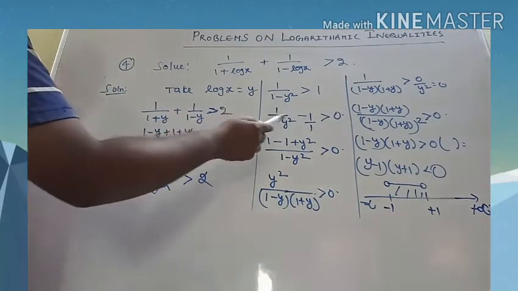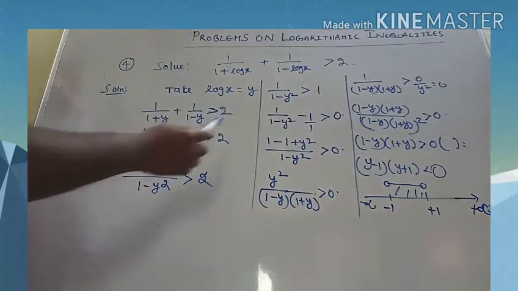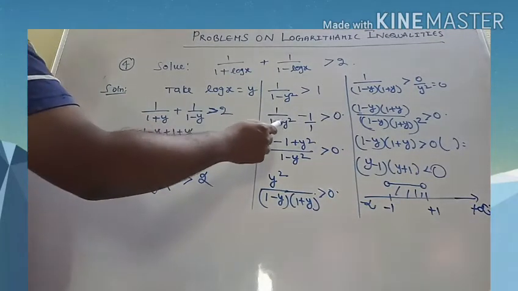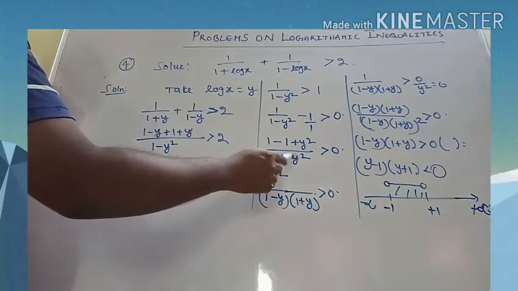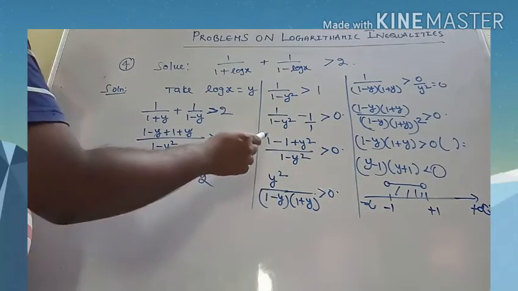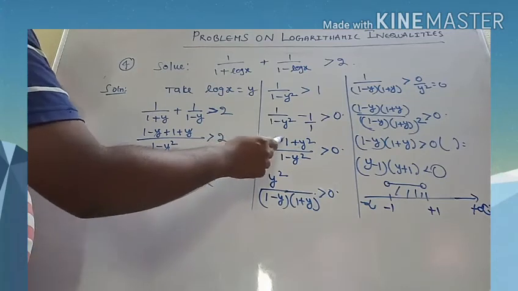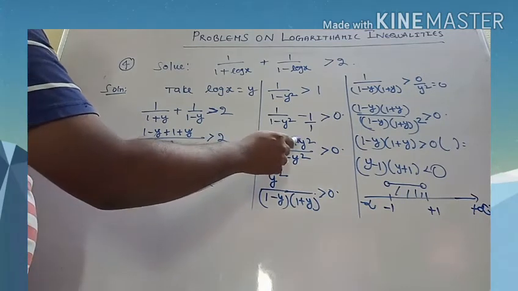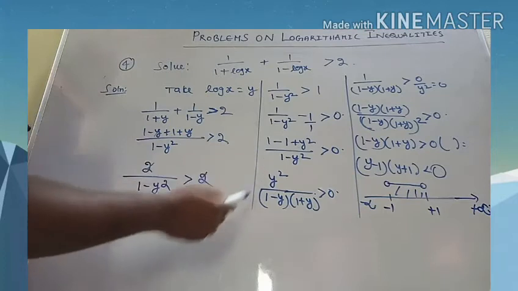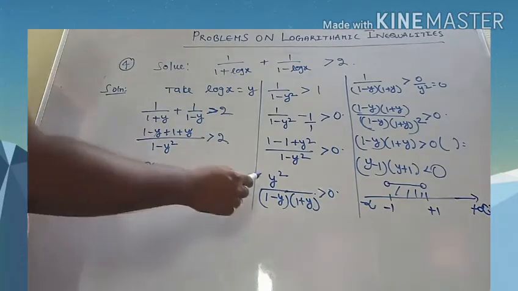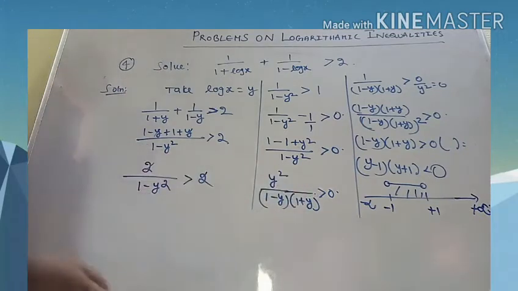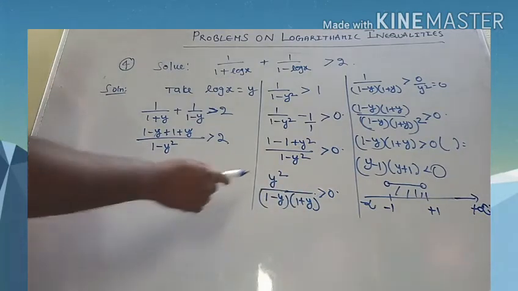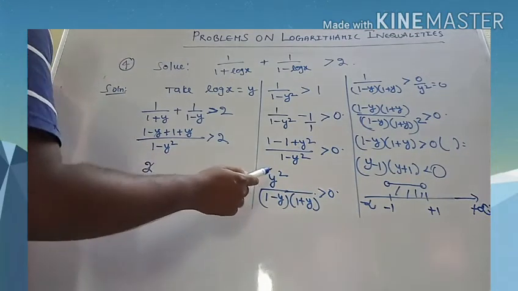Now how will we do this? By the method of intervals concept, this is 1 by 1 minus y square minus 1 greater than 0. Now 1 minus y square you have here. This is now 1 minus of minus 1 plus y square greater than 0. 1 minus 1 will be cancelled, and y square by 1 minus y into 1 plus y greater than 0, right?